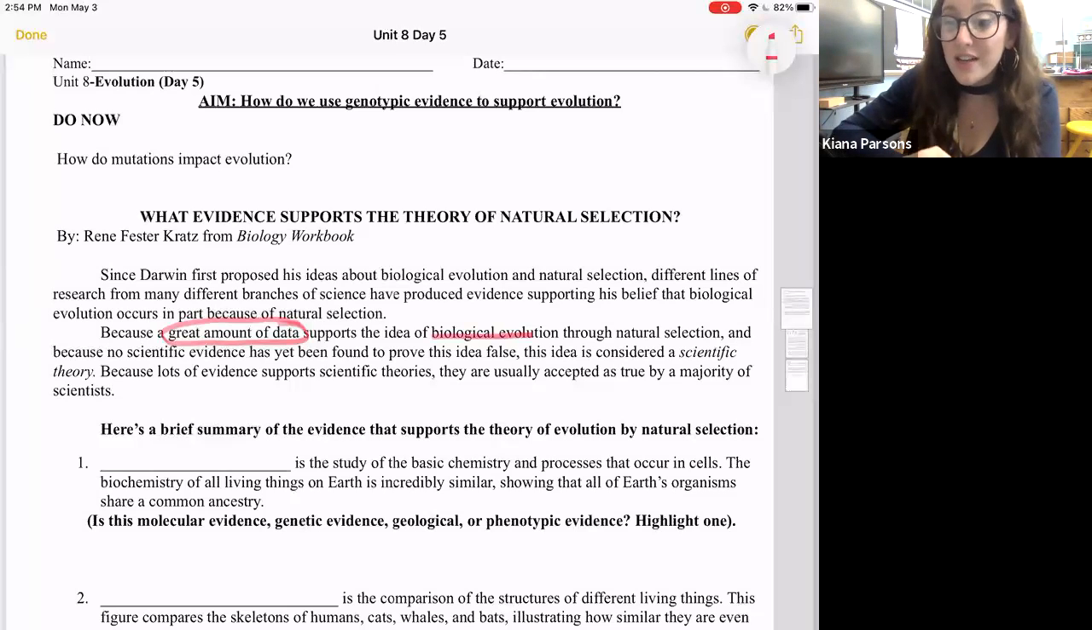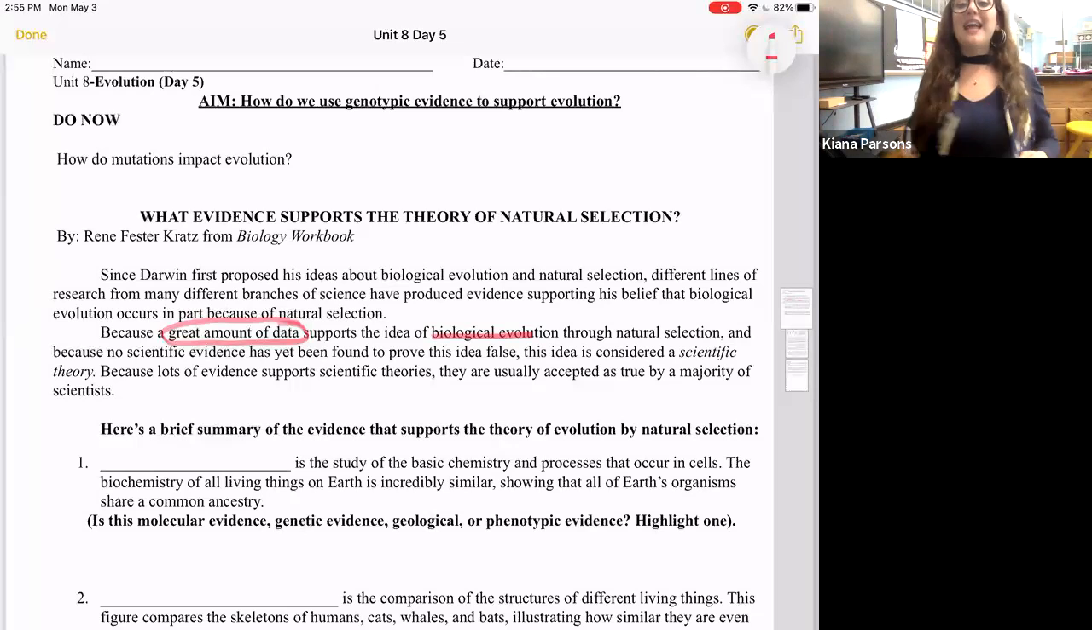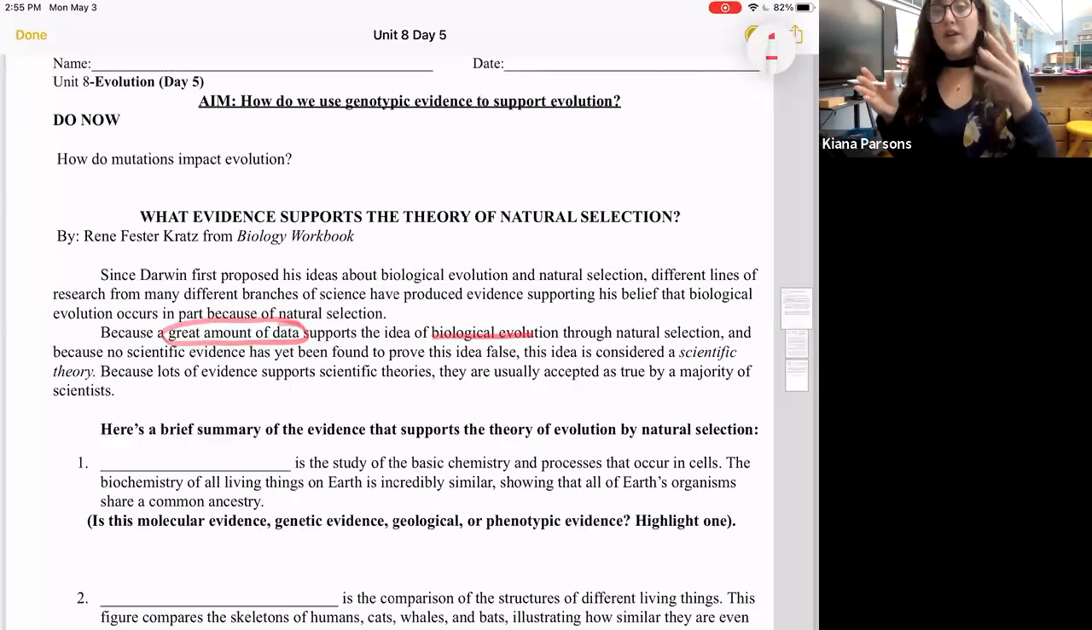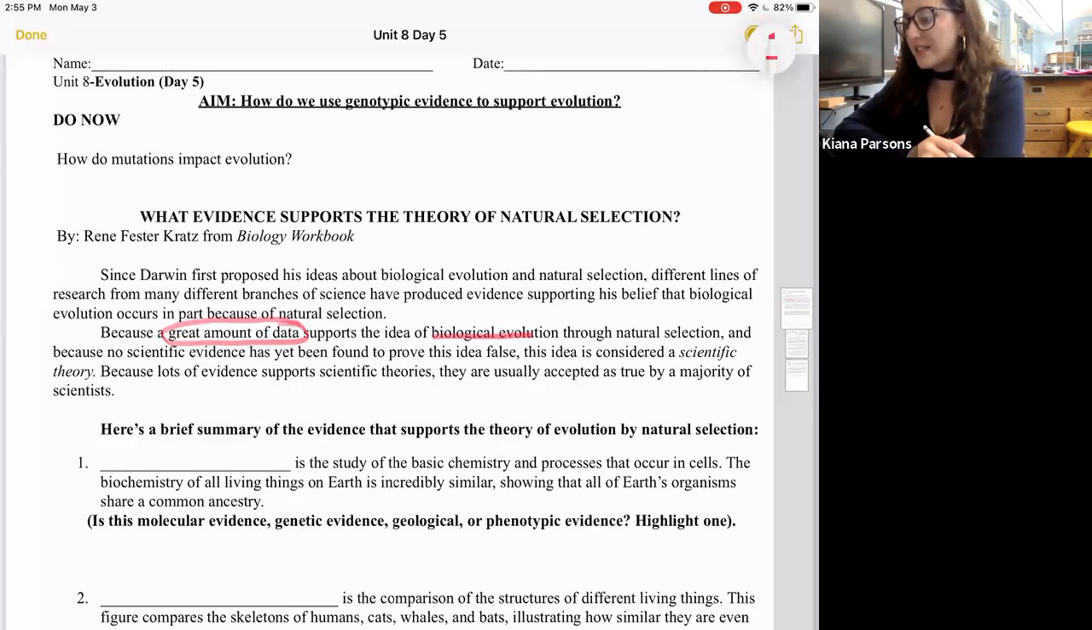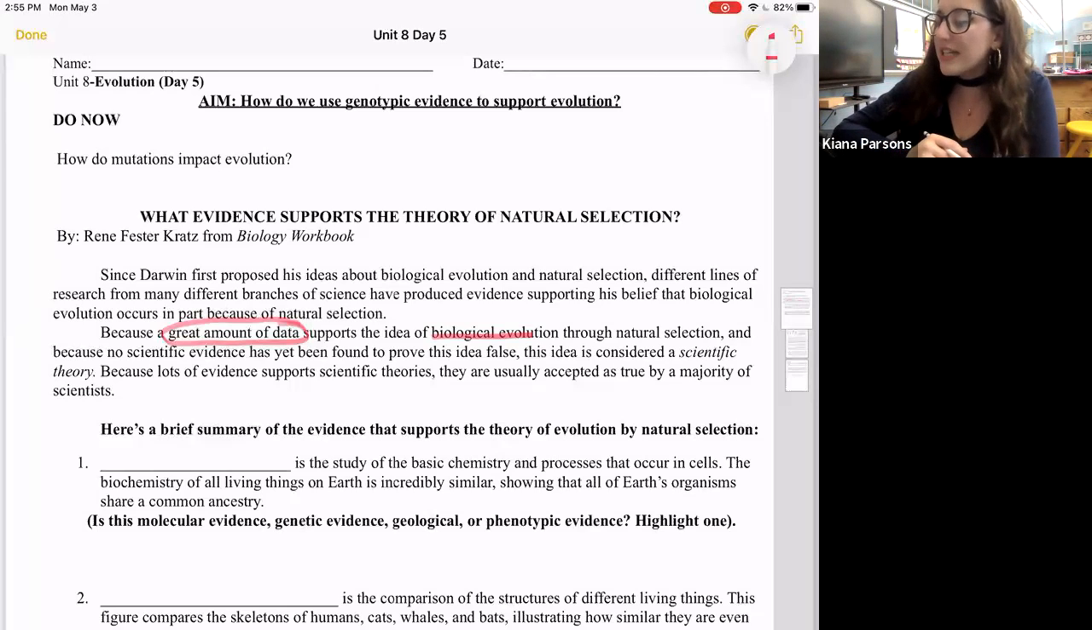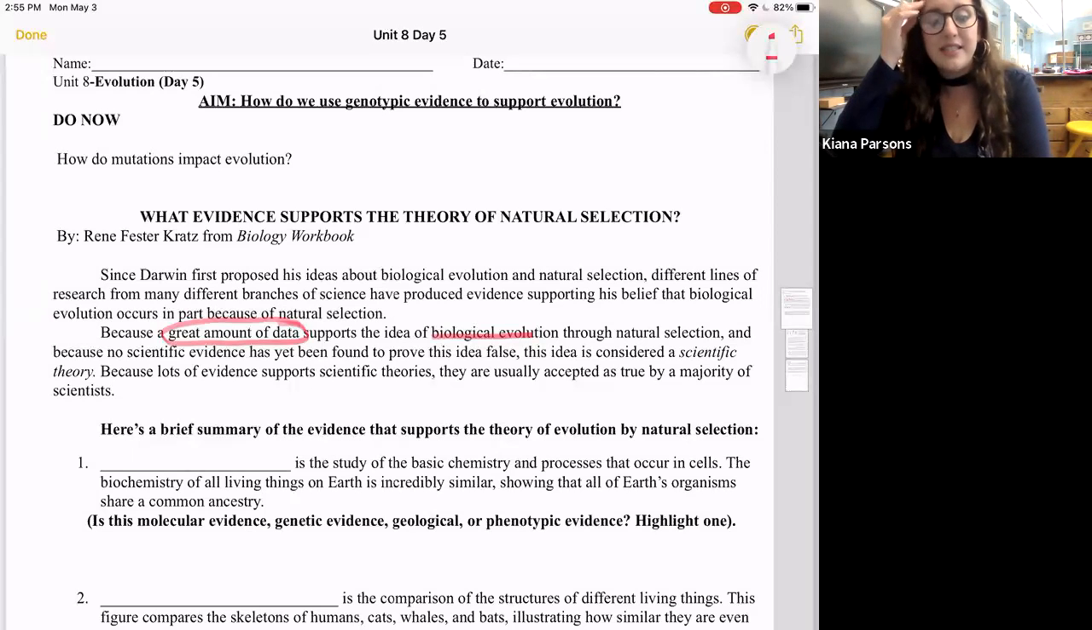But we still call it a theory because that's what theory means in science. Theory means a unifying explanation that is supported by a preponderance of data, preponderance of evidence. And because no scientific evidence has yet been found to prove this idea false, which is not really something you can do in science, but I'll let the author phrase it however they want. This idea is considered a scientific theory because lots of evidence supports scientific theories. They are usually accepted as true by a majority of scientists.